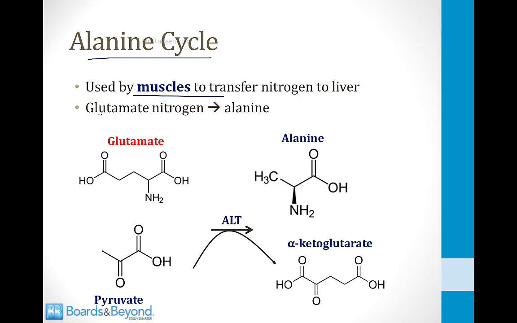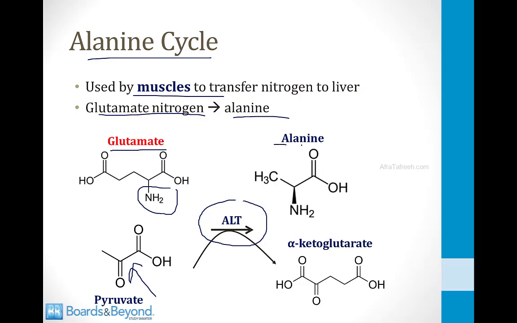In muscles, glutamate nitrogen will be passed to alanine, and then the alanine will shuttle it back to the liver. This reaction is catalyzed by the enzyme alanine aminotransferase, or ALT. It will take molecules of glutamate and pass the nitrogen from glutamate to pyruvate and remove the double bonded oxygen from pyruvate. When it does this, it creates a molecule of the amino acid alanine.